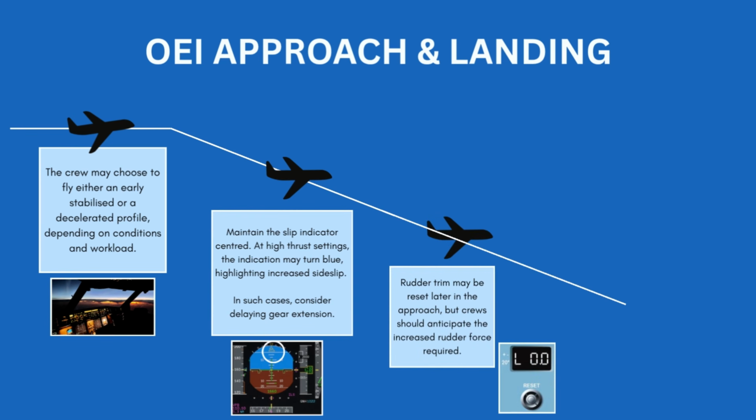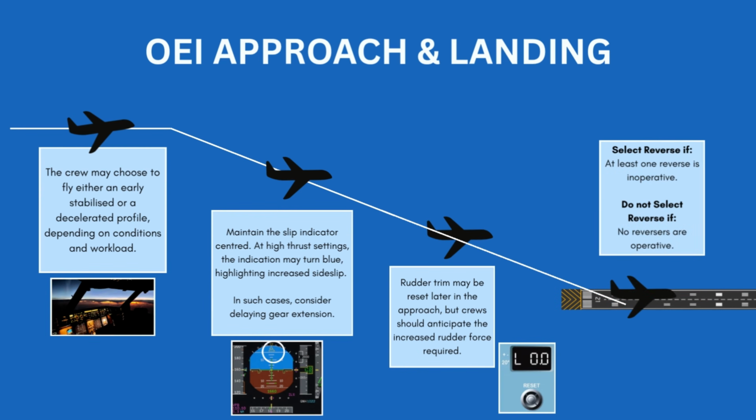Rudder trim may be reset later in the approach, but crews should anticipate the increased rudder force required. Note that you can also land without resetting the rudder trim. It comes down to preference. And finally, once landed, crews should select reverse if at least one reverse is operative. Do not select reverse if no reverses are operative.